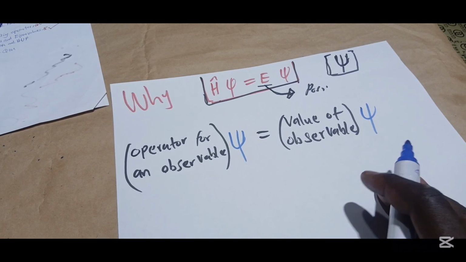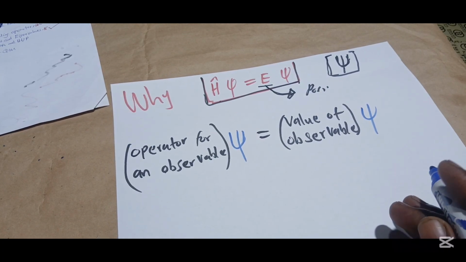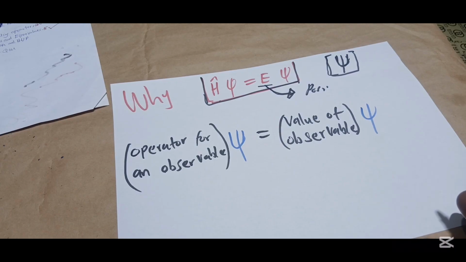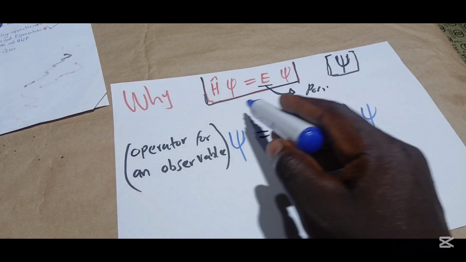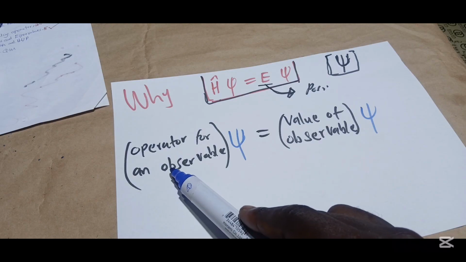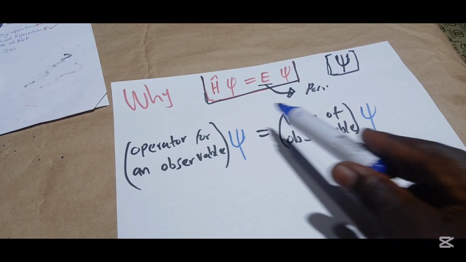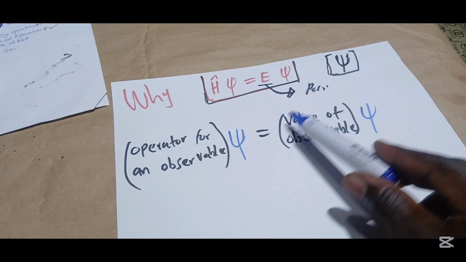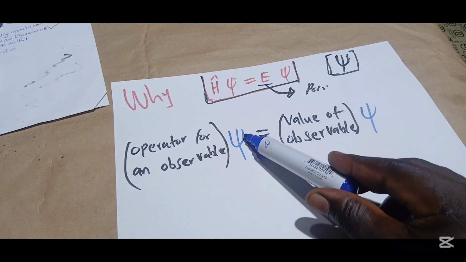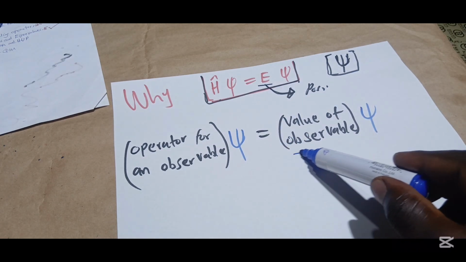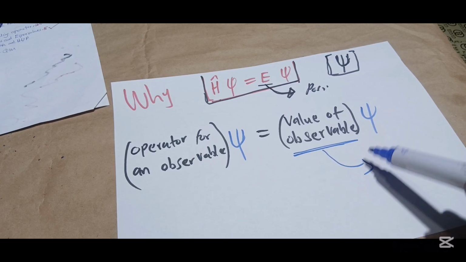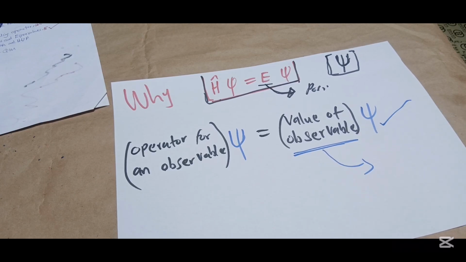So this is what I want you to know. Every single observable in quantum mechanics is going to have this corresponding eigenvalue equation, right? If we operate the operator for an observable, if it is the position operator, on the mathematical information about the electron, which is the wave function, we are going to get the value of the observable, the position, and then the mathematical information again. So that is why we need to know eigenvalue equations, right? We are just predicting the value.